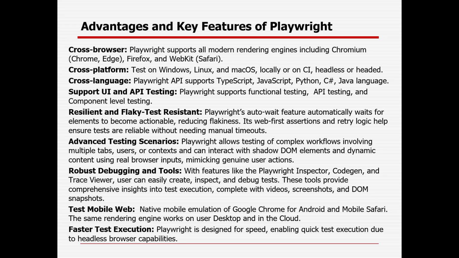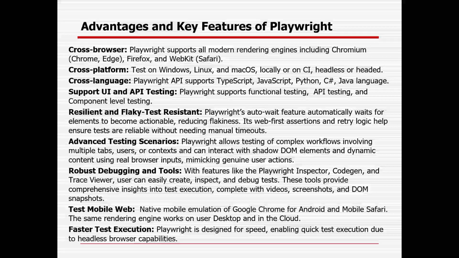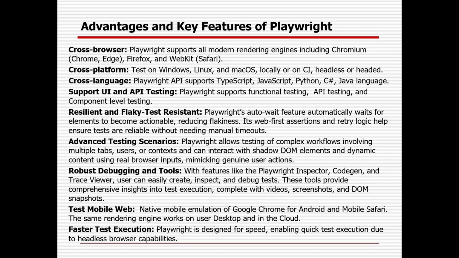Resilient and flaky-test resistance. That is one of the important key features of Playwright. Playwright's auto-wait feature automatically waits for elements to become actionable, reducing flakiness. Its web-first assertions and retry logic help ensure tests are reliable without needing manual timeouts. So this is one of the salient features of Playwright. That is the reason it is dominating the market and is popular nowadays.